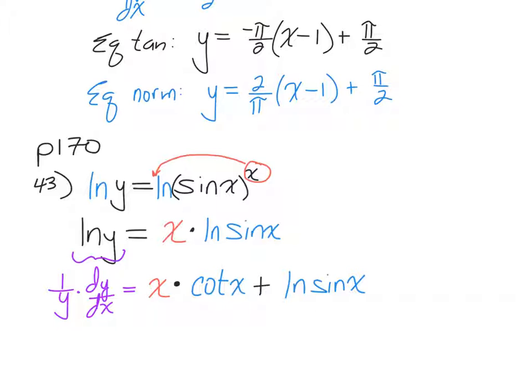But we're actually a half a step away from having the right answer. All right, I need dy dx, not 1 over y dy dx. So let me multiply everything by a y.